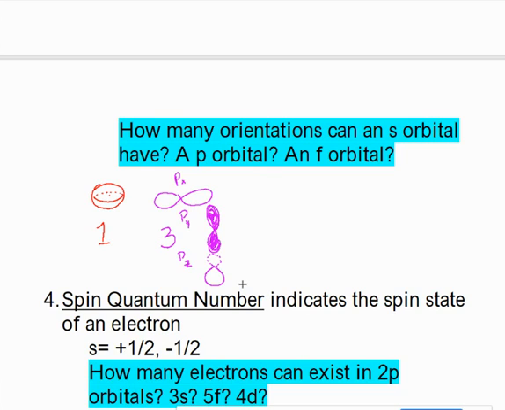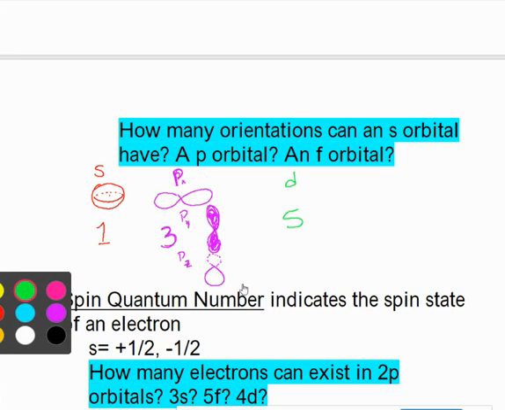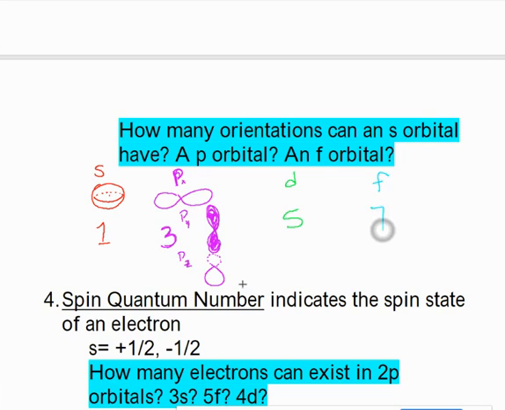d has 5 different orientations, so I'm not going to draw them. I'm just going to write. Here we have s, and then we had p, right? p had 3 different orientations. For d, the d orbitals have 5 orientations that you can see in your book. And lastly, the f orbitals, there are 7 different shaped orientations, and you can look at them in your book.